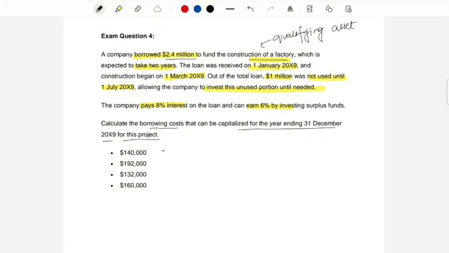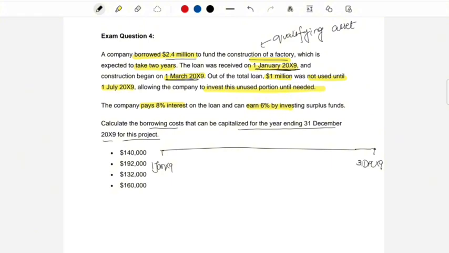For this purpose, first of all, we are going to draw the timeline, extending it all the way to 31st of December of 2009. A year must have started on 1st of January 2009. Let's see. The loan was received on 1st January, right? But the construction began on 1st of March. Now, this is important because even if the loan was received, the construction began on a later date.